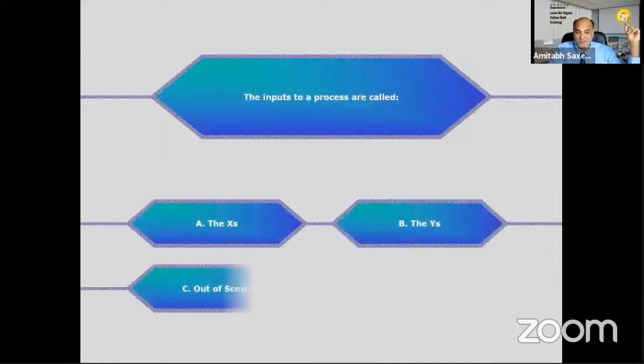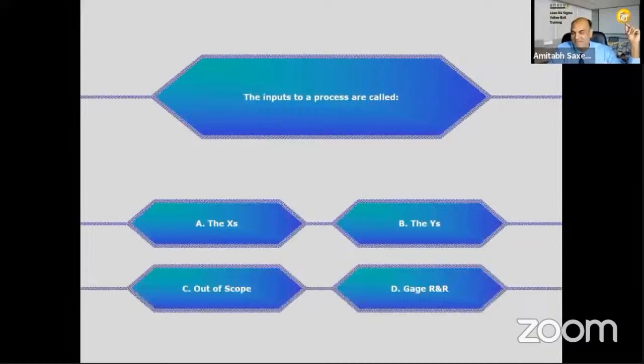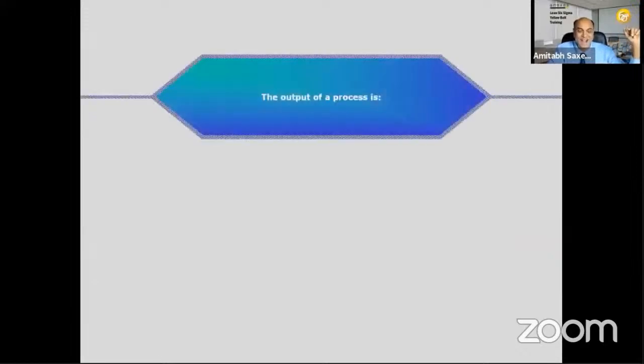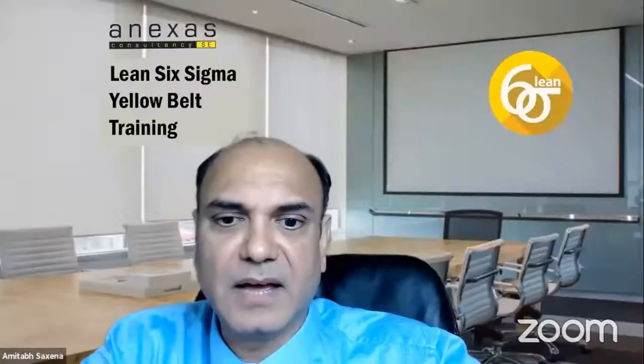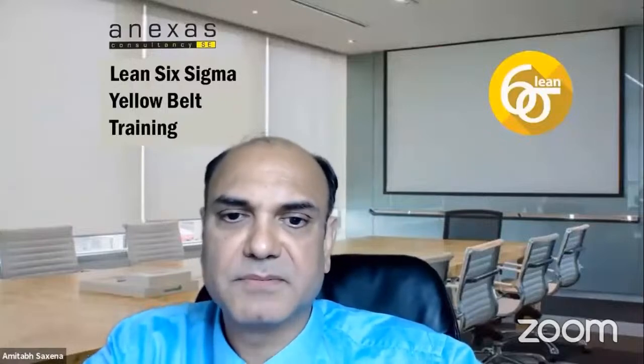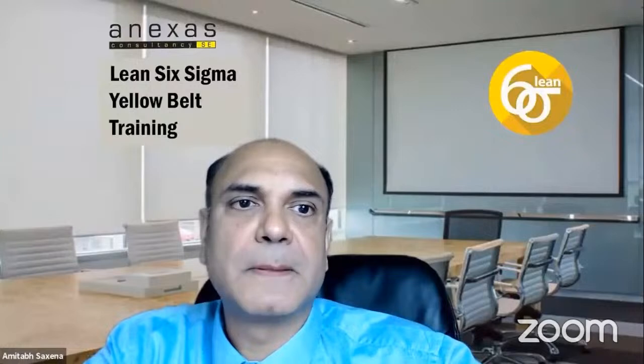Input to a process is called what? Yes. Let's see the right answer. Let me see who's given the right answer first. Oh, so many people. Everyone has given the right answer. Okay. Output of a process is. So I hope you have all answered. Almost everyone has answered. 95% of the time you have answered right.